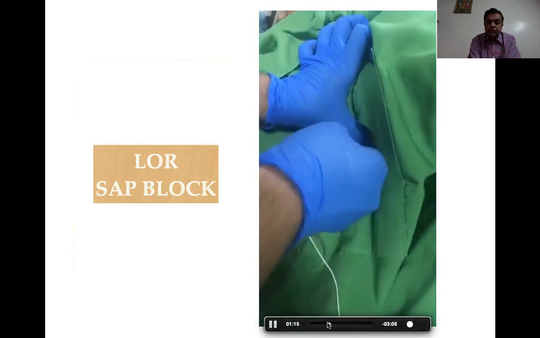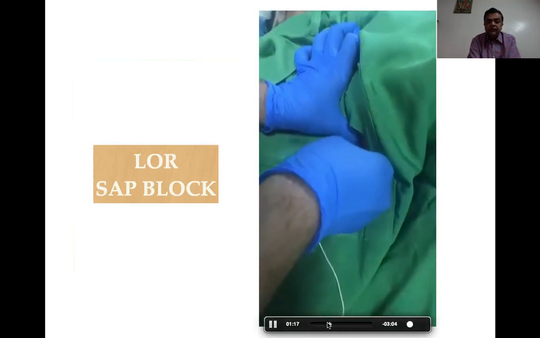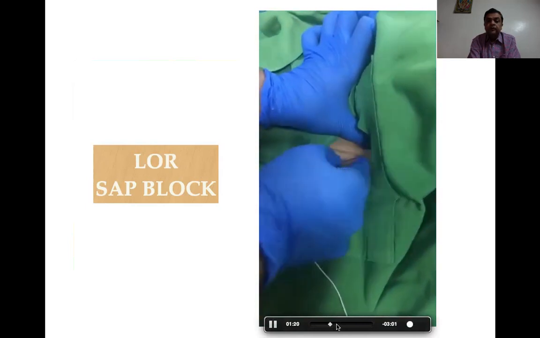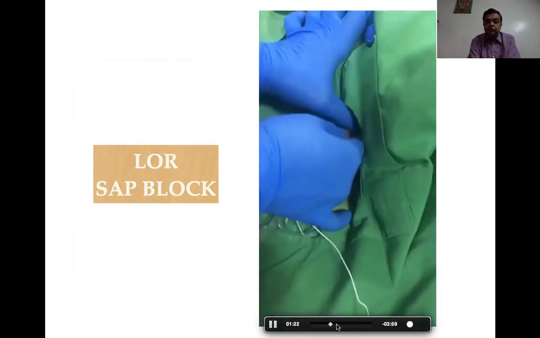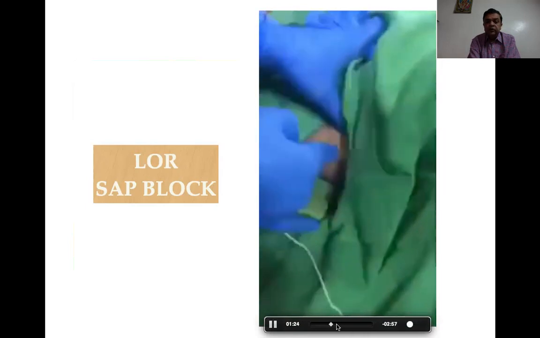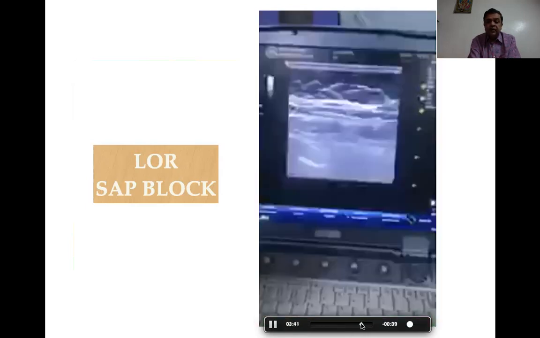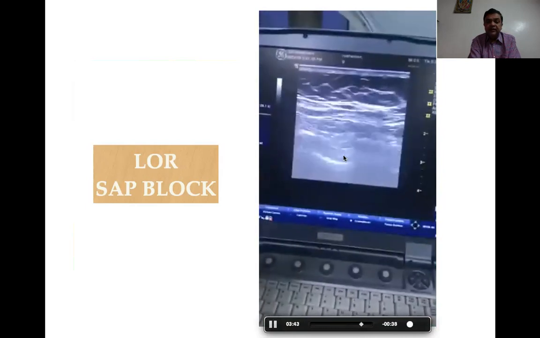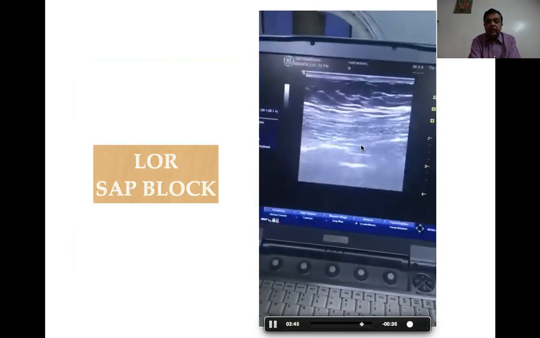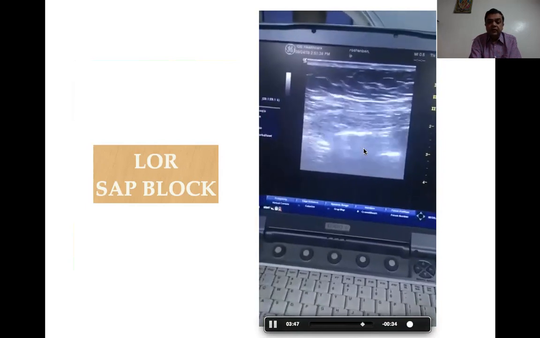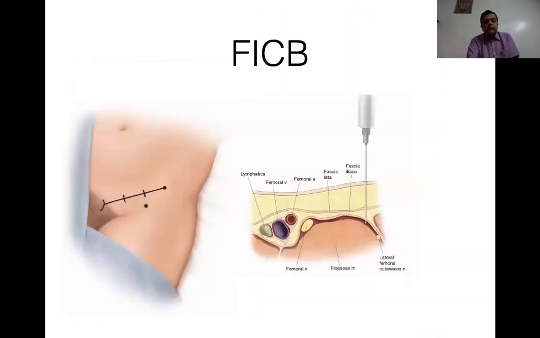Always attach the syringe to the needle so that if you accidentally puncture the pleura, you don't go inside the pleura and create pneumothorax. So once you hit the rib, after respiration, inject the drug and you will see the drug will spread nicely just above the rib and below the serratus anterior muscle. So this is how you can do LOR SAP block also.